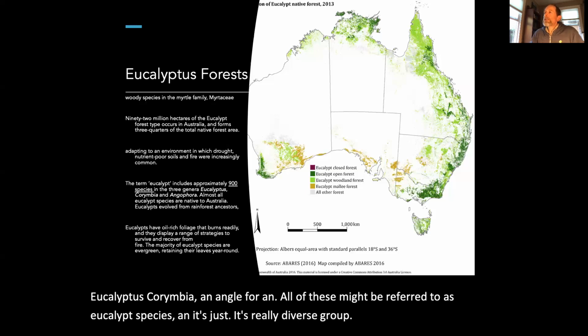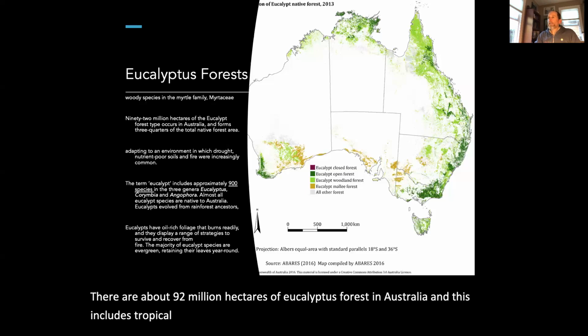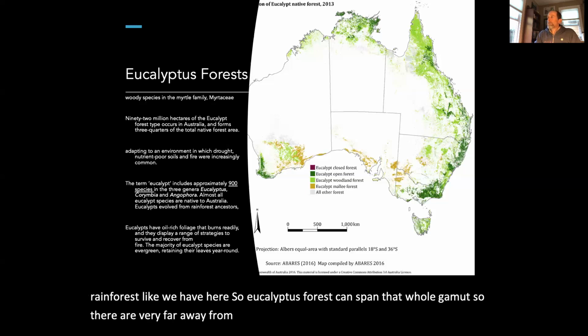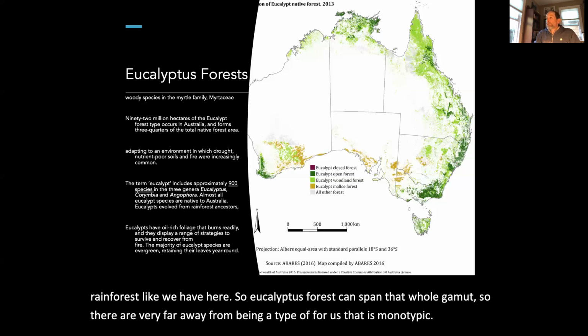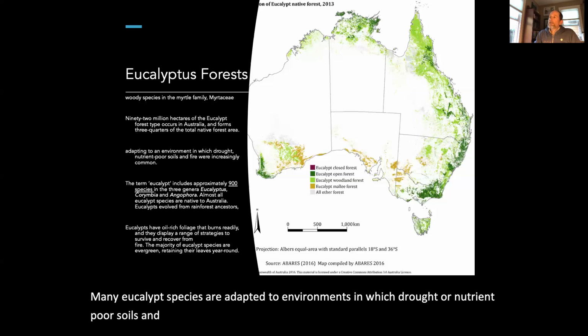There are about 92 million hectares of eucalyptus forest in Australia, and this includes tropical forests, dry, almost Mediterranean forests, and temperate rainforests like we have here. So the eucalyptus forest can span that whole gamut. So they're very far away from being a type of forest that is monotypic. Many eucalypt species are adapted to environments in which drought or nutrient-poor soils and fire are really common, and in many forests in Australia, increasingly so.